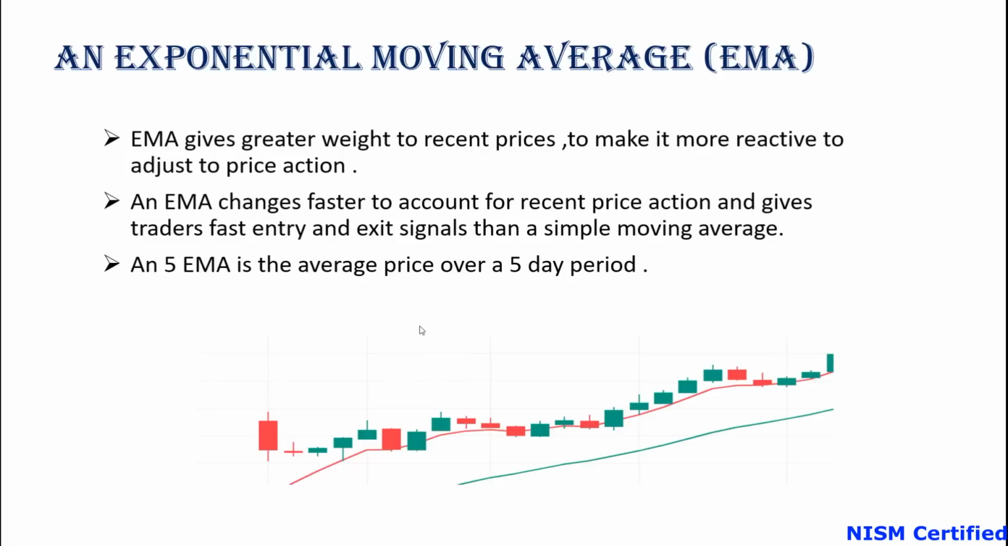For example, a 5 EMA is the average price over the 5-day period. So if you are comparing 5 days, that is in the daily time frame chart, it is taking the average of the past 5 candles. That's how the 5 EMA is the average price over the 5-day period.